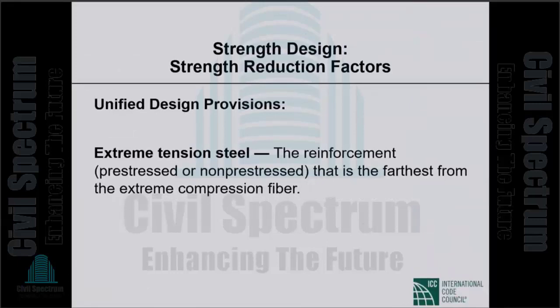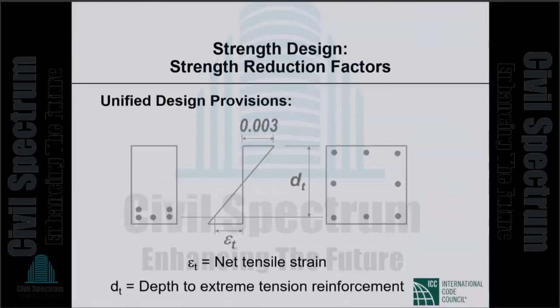Now, when I said strain in the reinforcing steel, it is actually strain in the extreme tension steel. What is extreme tension steel? The reinforcement that is the farthest from the extreme compression fiber. Very simple. Okay. So net tensile strain is the strain in the extreme tension steel corresponding to a strain of 0.003 in the extreme compression fiber of the concrete.